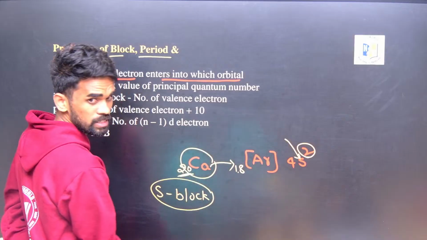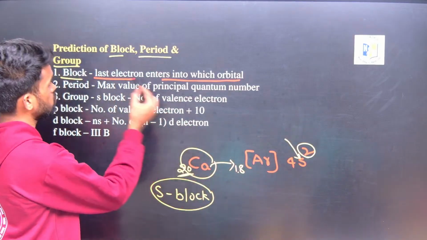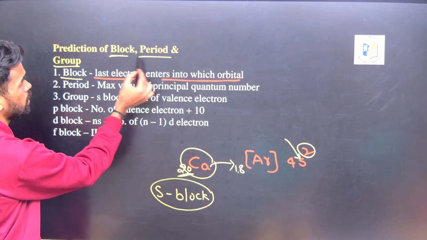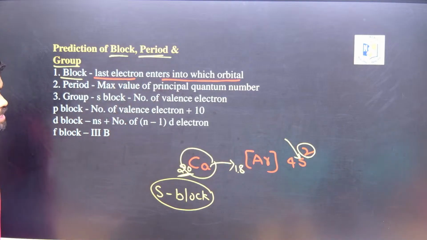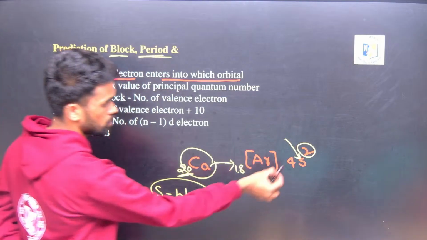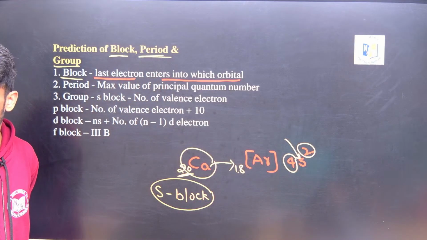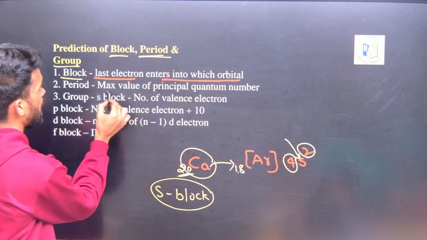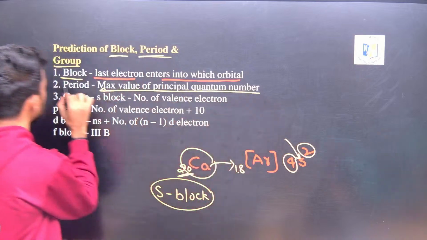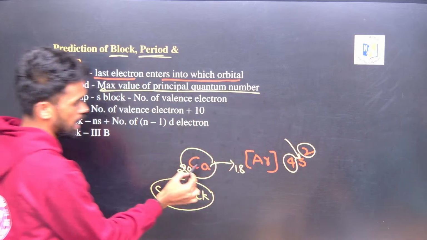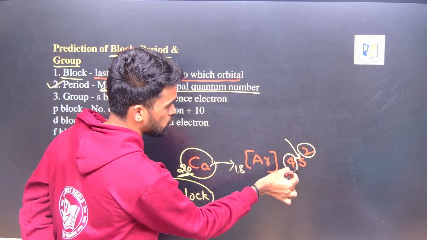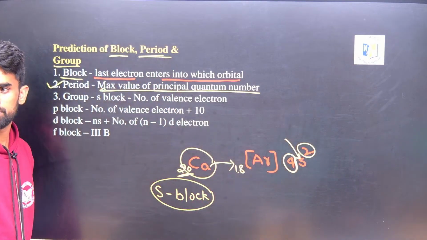Okay, and after this, what are they saying? Block, period. So which period is it? What is the number here you are seeing? So fourth. Okay, period number you can also see from the maximum principal quantum number. So for calcium, what is the maximum principal quantum number? 4. So it is a fourth period element.